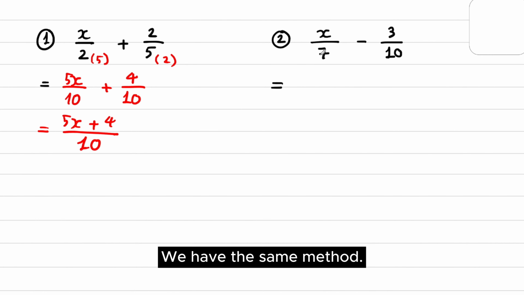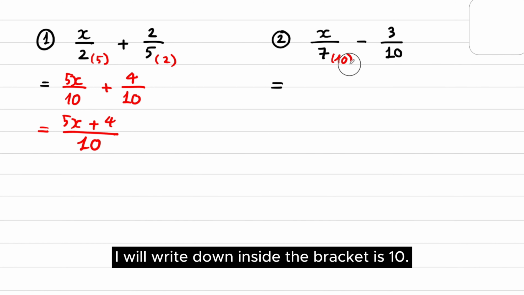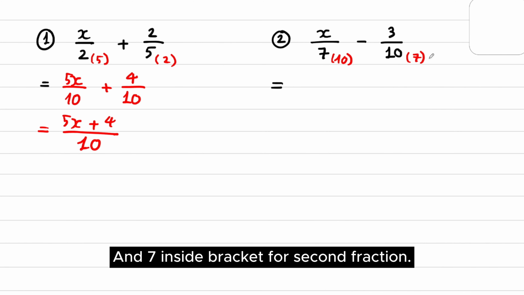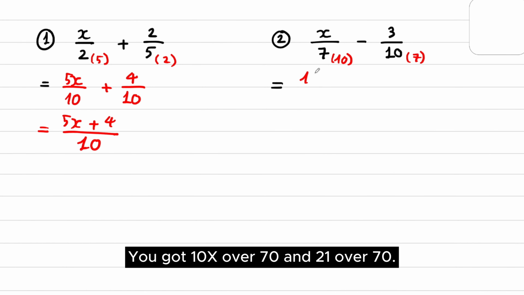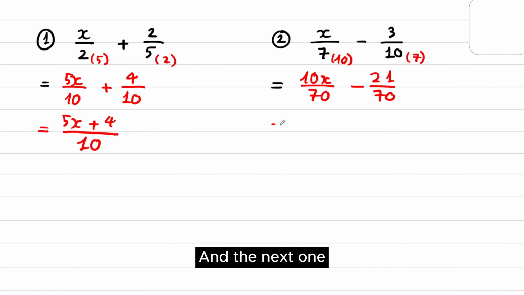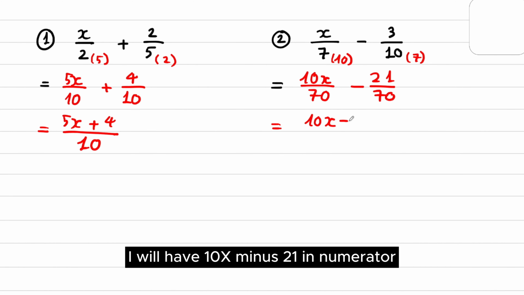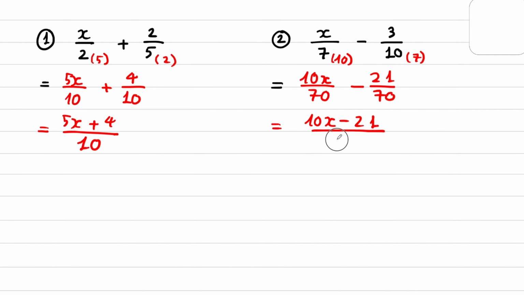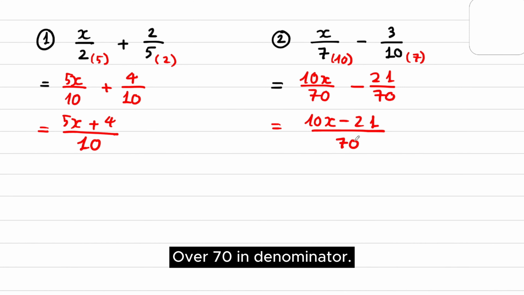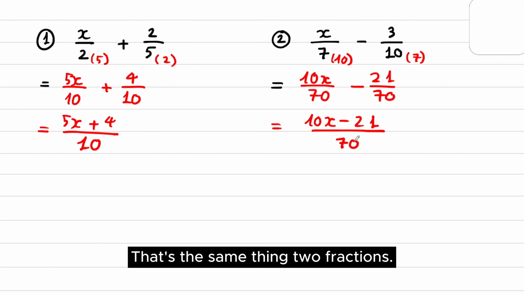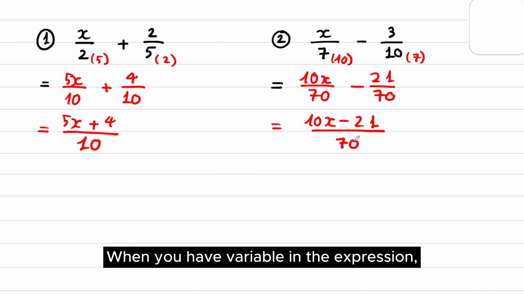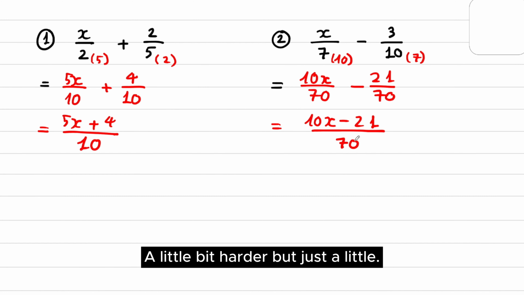For question 2, we have the same method. The first one, I will write down inside the brackets 10 and 7 inside the bracket for the second fraction. So the first step, you get 10x over 70 and 21 over 70. And the next one, I will have 10x minus 21 in the numerator over 70 in the denominator. You can see that's the same thing as fractions. When you have a variable in the expression, it's a little bit harder, but just a little.